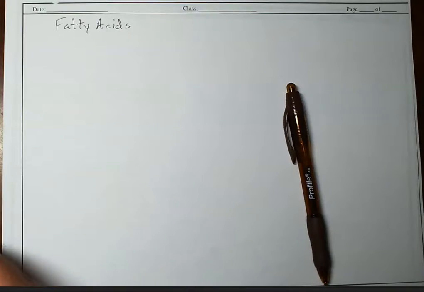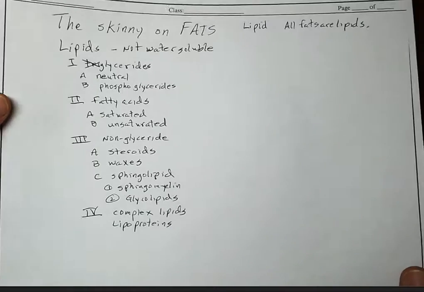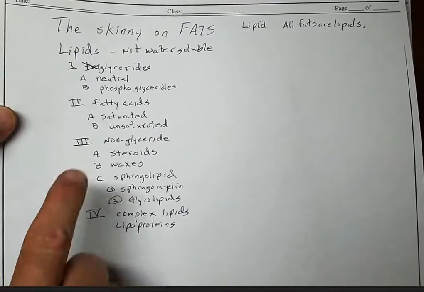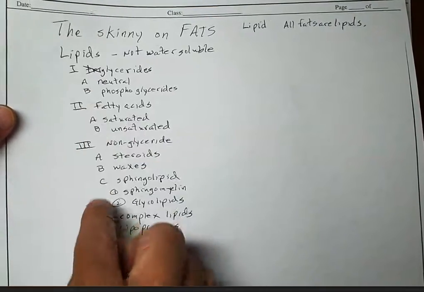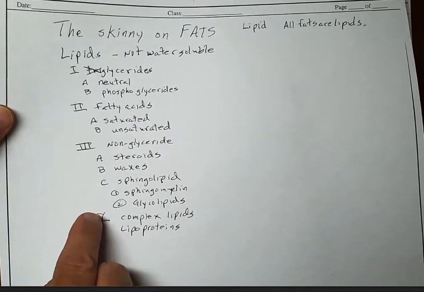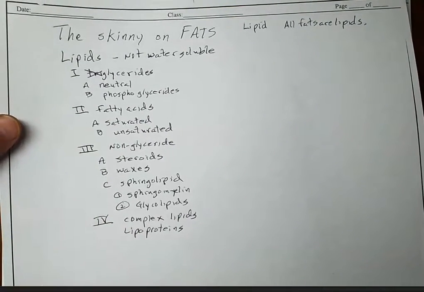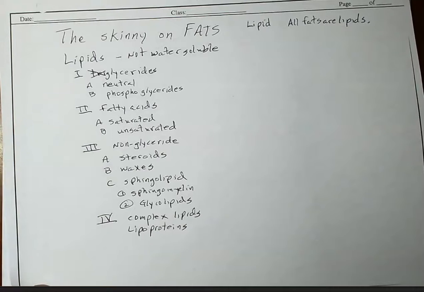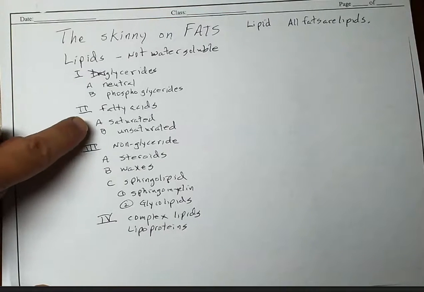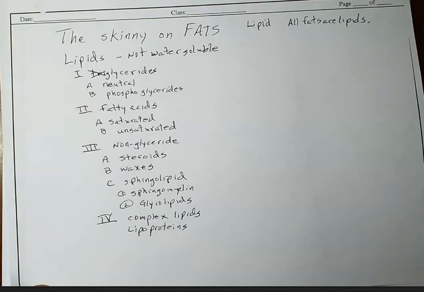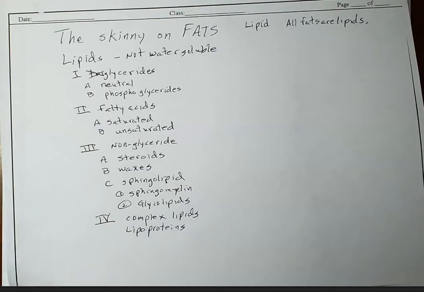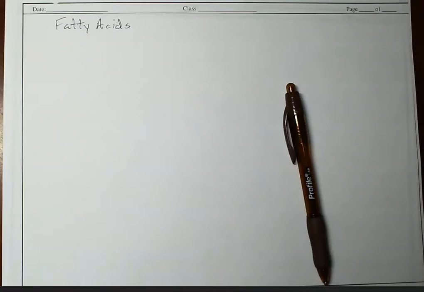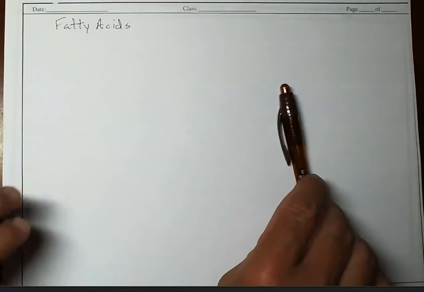Okay, so we're going to talk about fatty acids. I remind you that fatty acids were the second of four major groups of lipids, and we're going to talk about those. They are also components of the glycerides, which we've looked at in the previous video. So what about fatty acids?